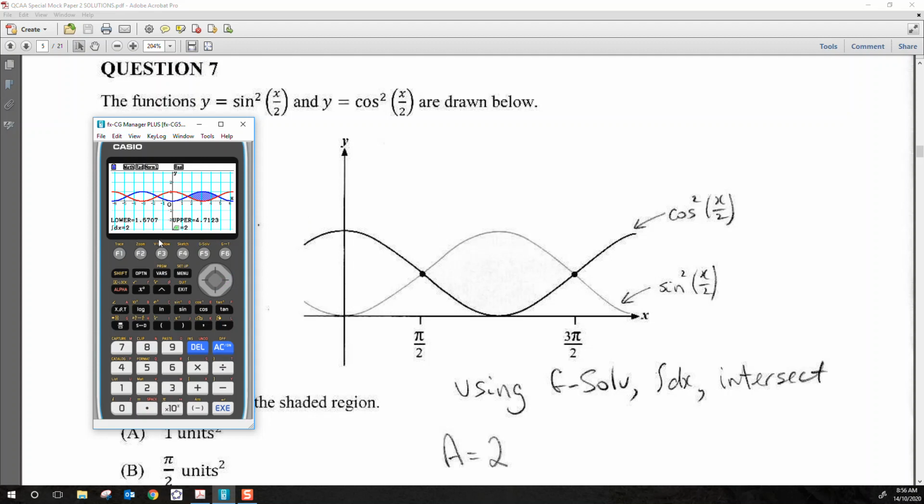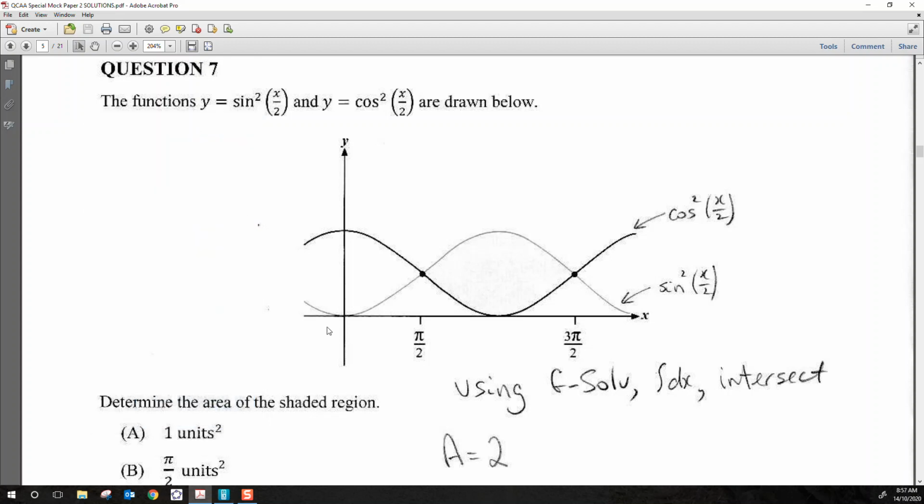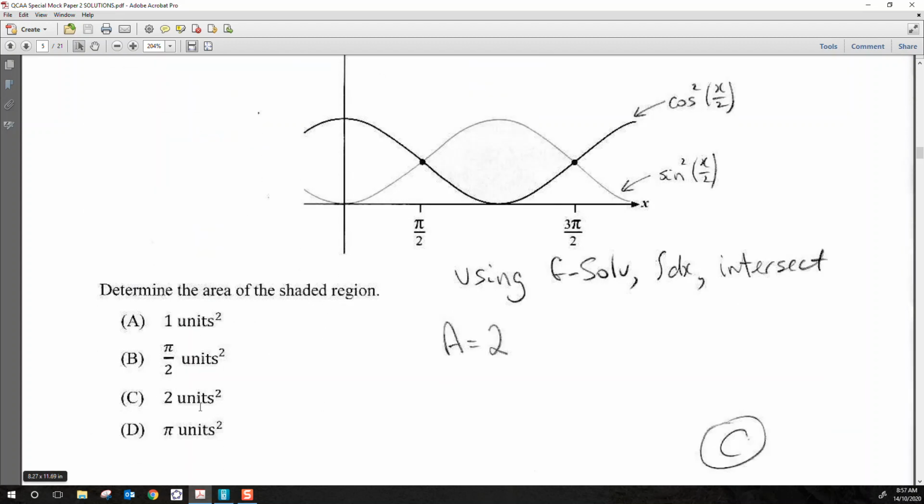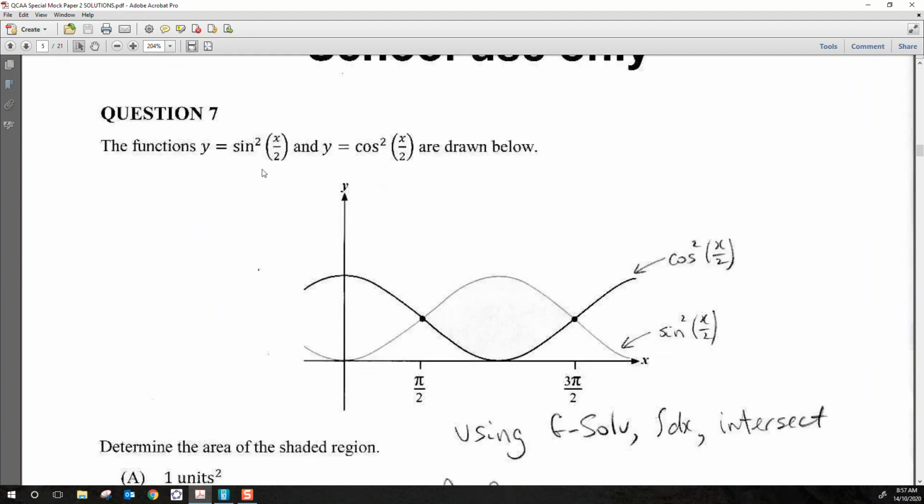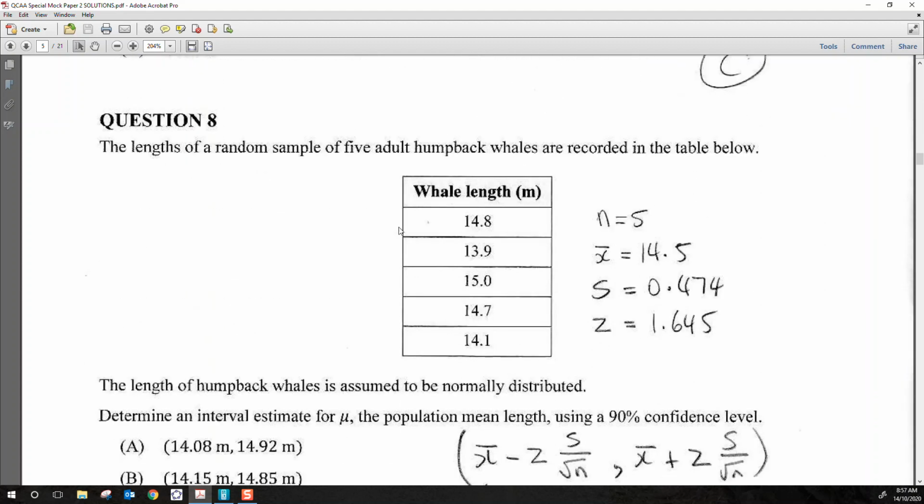The lower value, the upper value. The integral has a value of 2. The area between these curves, the shaded bit, is 2. And that's going to be choice C. A beautiful question for a calculator.